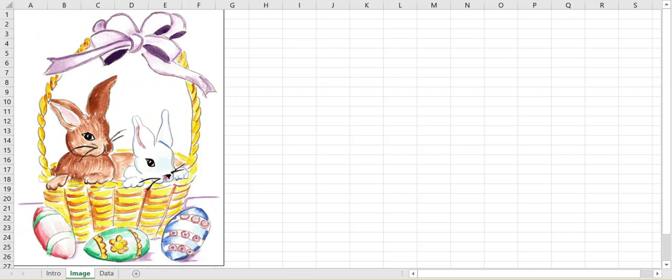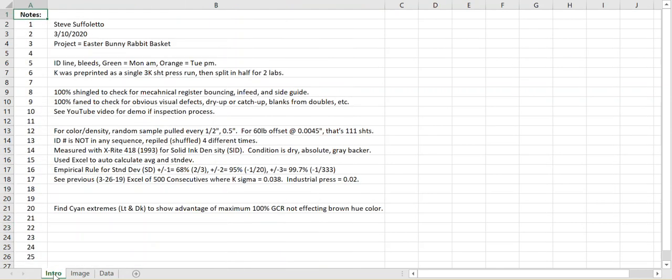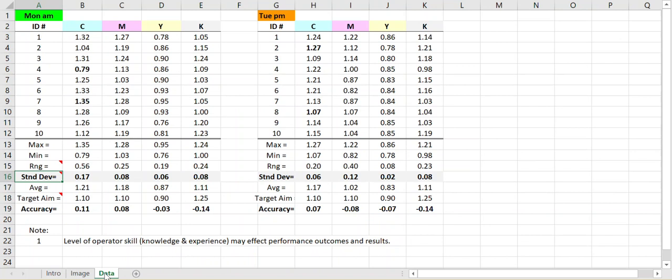So what we talked about previously was taking a random sample or an interval sample and measuring the solid ink densities, or SIDs. So if you recall, we have solid areas where we can measure the magenta here, the yellow here, the cyan here, and the black here. Now, just so you know, when I do an analysis in Excel, I leave one tab for introduction, and then I use descriptive names in my tabs here. So let's go right to the data analysis.